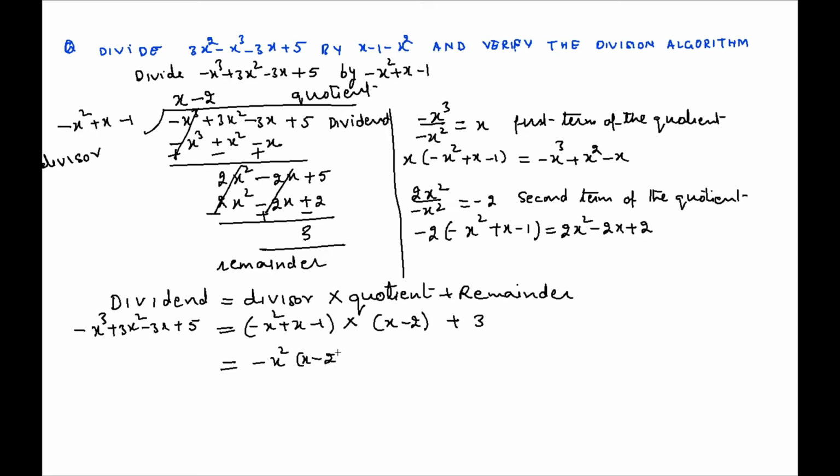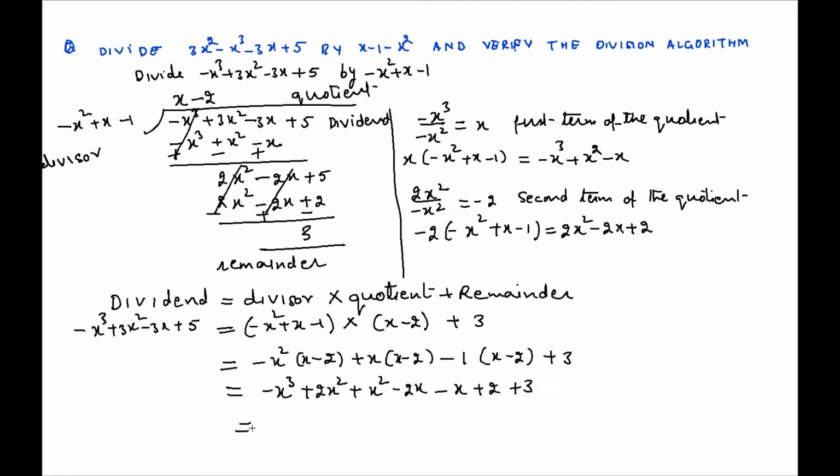So minus x squared is multiplied with x minus 2, plus x multiplied by x minus 2, minus 1 times x minus 2, plus 3. So this will be minus x cubed plus 2x squared plus x squared minus 2x minus x plus 2 plus 3. So minus x cubed plus 3x squared minus 3x plus 5. So left hand side is equal to right hand side. So we have verified the division algorithm.